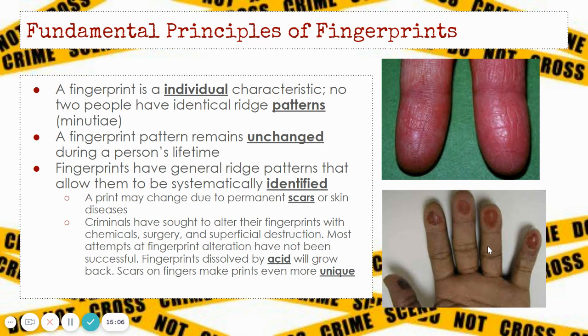Fingerprints have general ridge patterns that allow them to be systematically identified. So for example, we can categorize every print into a loop, arch, or a whorl. From there, we can then identify minutia.